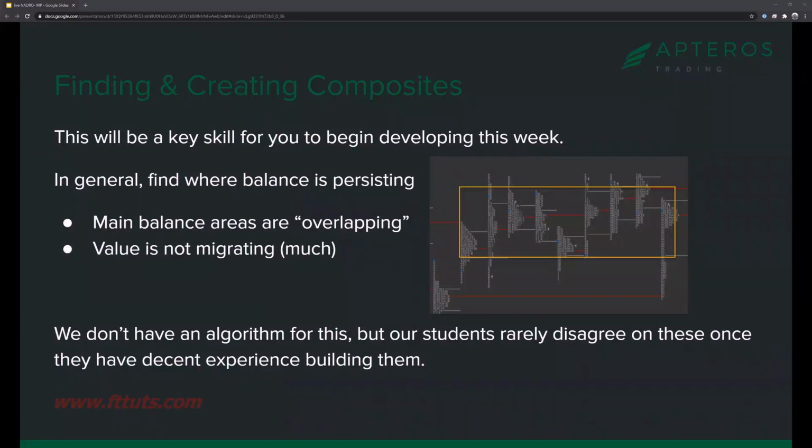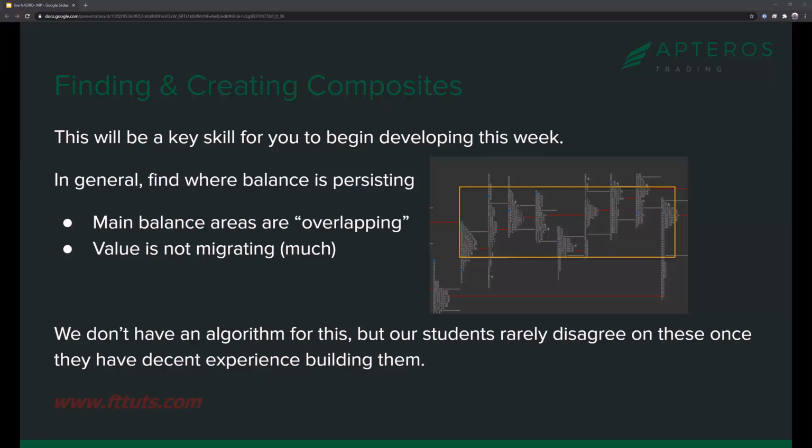Finding and creating composites is going to be a key skill for you to develop this week. Find where balance is persisting. Okay, how do we do that? Look at where the main balance areas are, forget value for a moment, okay? Just look at where those fat distributions are really overlapping, where the value is not migrating much. It might migrate a little, but it's not like gapping higher by 5 points, or 50 points. Those aren't even touching remotely, so there's no balance there.